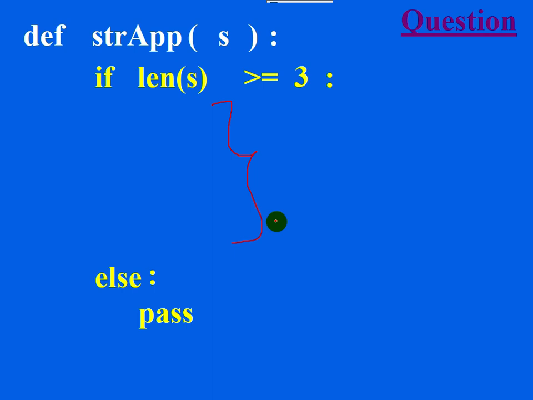Now suppose the length of the string is greater than or equal to 3, we need to process the problem. First you find the last 3 characters of the string. How do you get the last 3 characters? You know the method. You can go for string slicing. Isn't it? So last is equal to s of minus 3 colon. So here you will get the last 3 characters of the string.